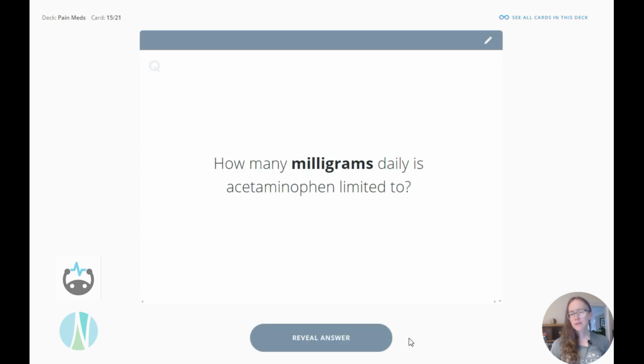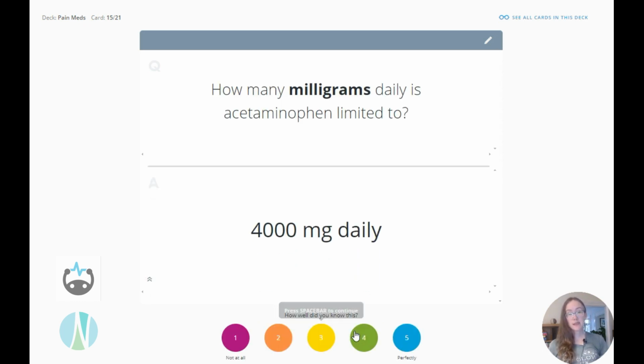Well, how many milligrams daily is acetaminophen limited to? Because if you give too much, it can cause damage to the liver. So I see these questions frequently. 4,000 milligrams daily is the limit.